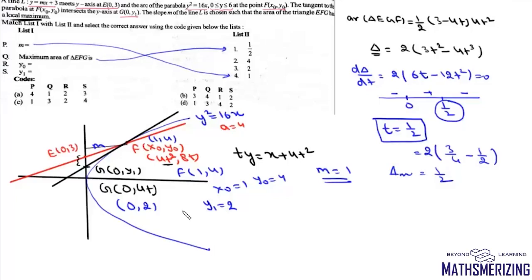What's y naught? Y naught is 4. And what's y1? Y1 is 2. So it should be 4, 1, 2, 3. And that's your option number A.